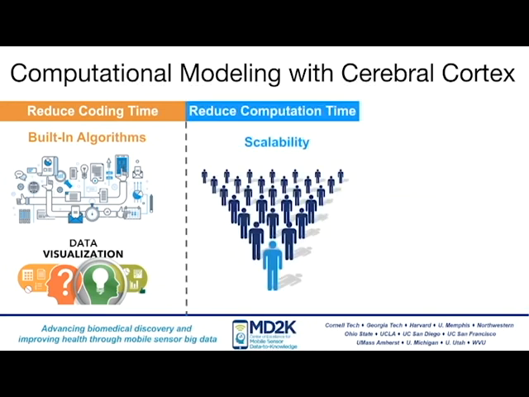It also reduces the computation time by effectively including scalability into the abstraction that you write software in. So any code that's written under this platform can be run both locally on a laptop or at scale, such as Amazon, on thousands of CPU cores simultaneously.